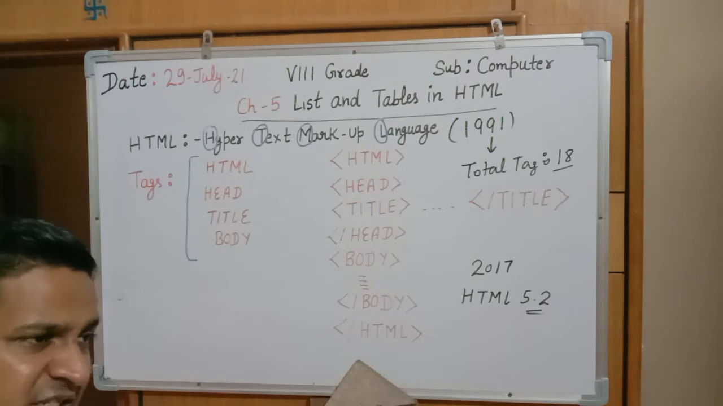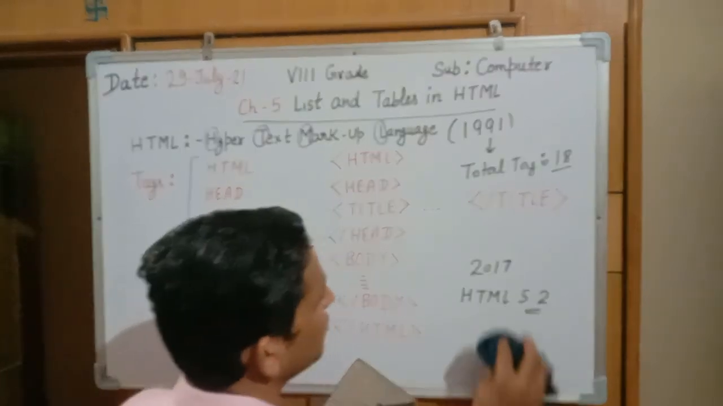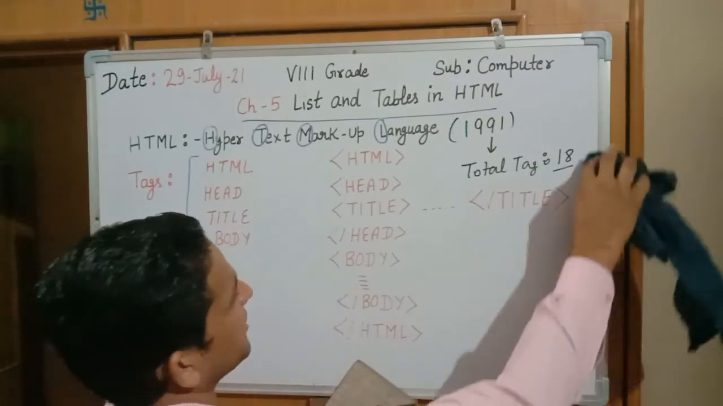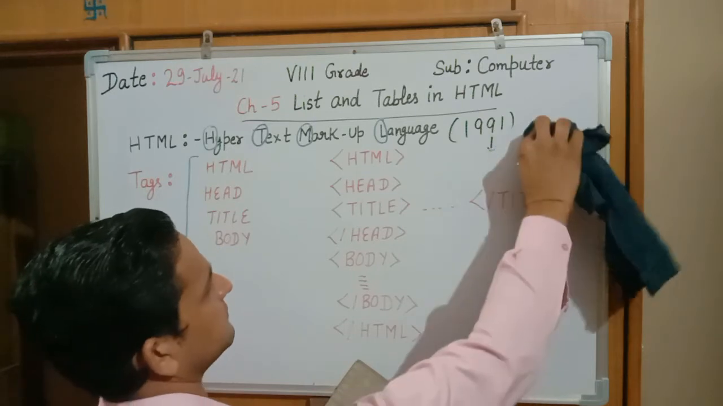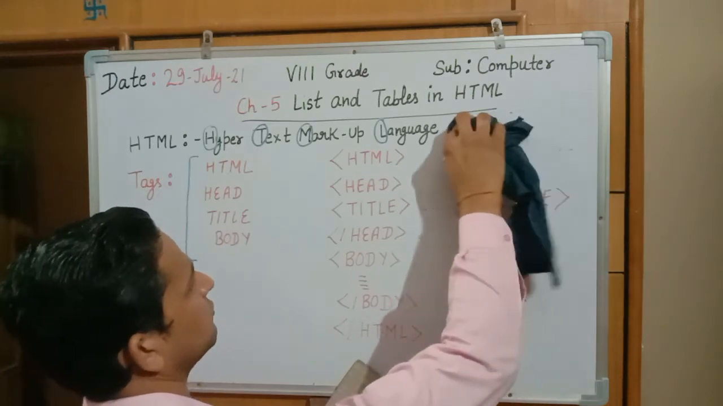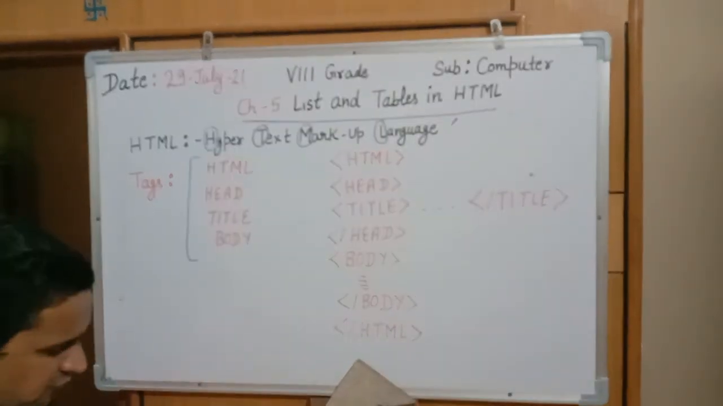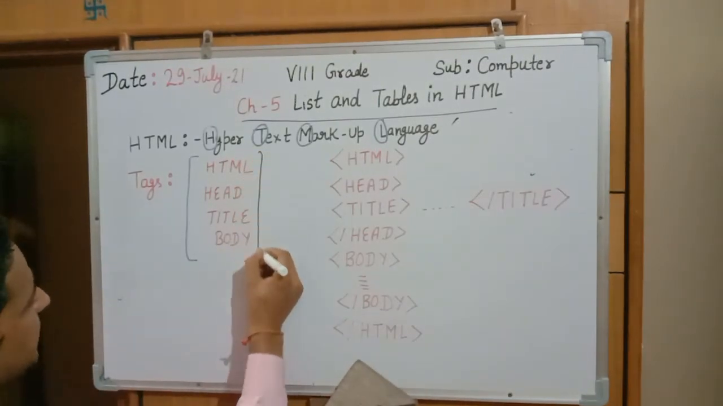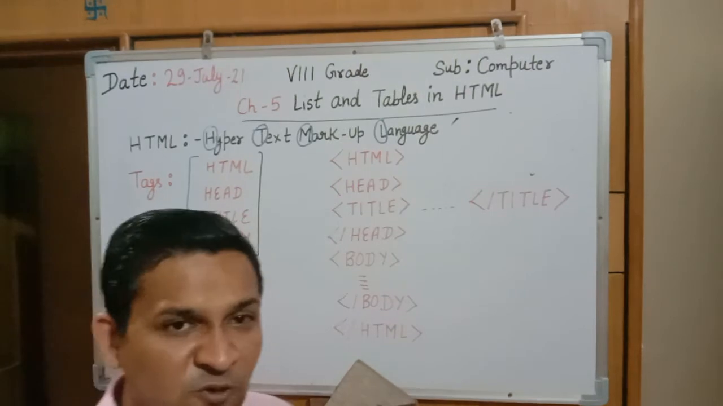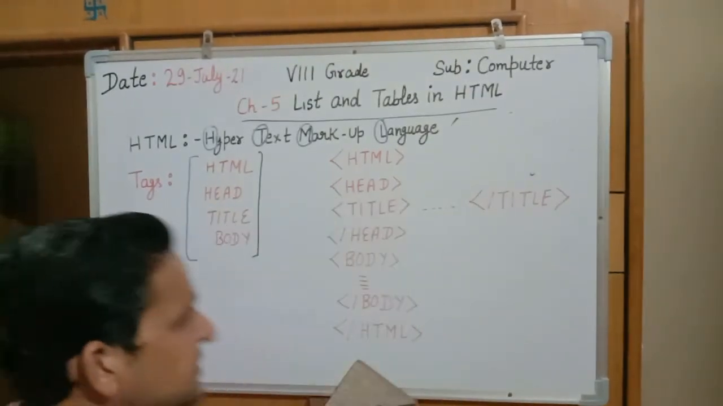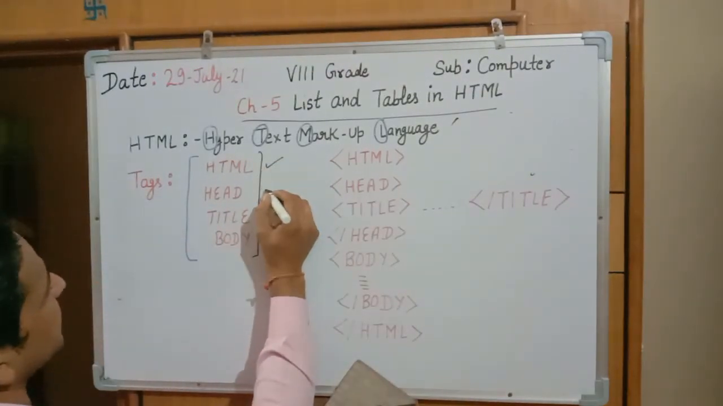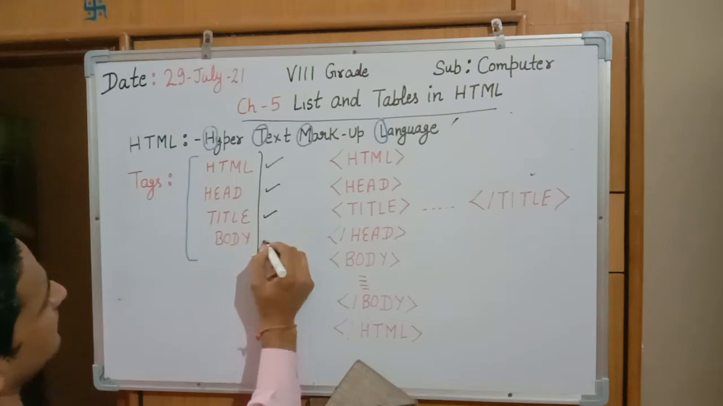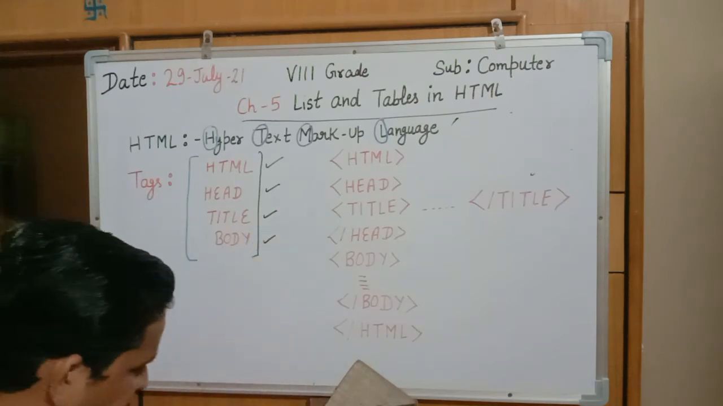So how do we write a basic HTML program, and what is the structure? We will discuss this in this session. For writing an HTML program, we need these 4 important tags. At least these 4 tags are required. The first tag is HTML, second is head, third is title, and fourth is the body tag.